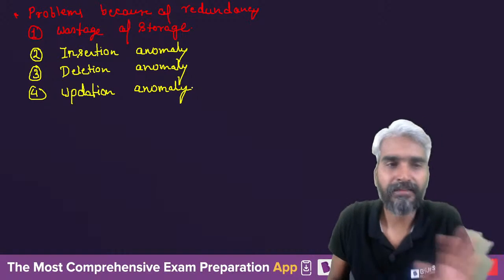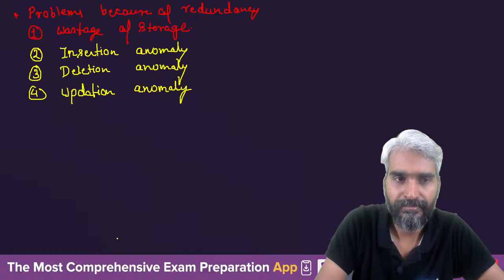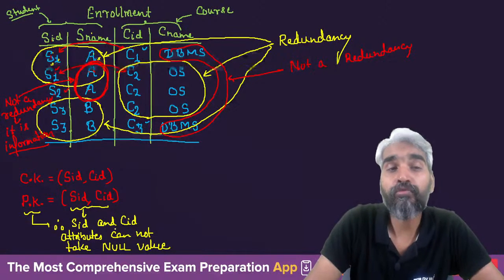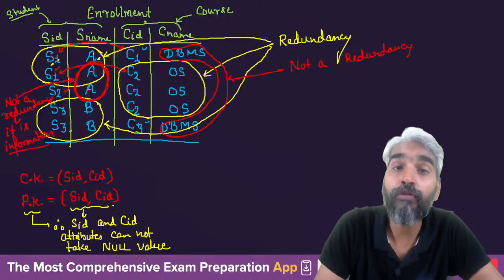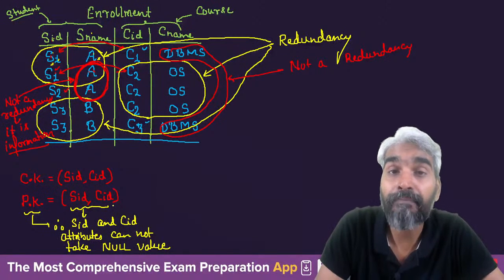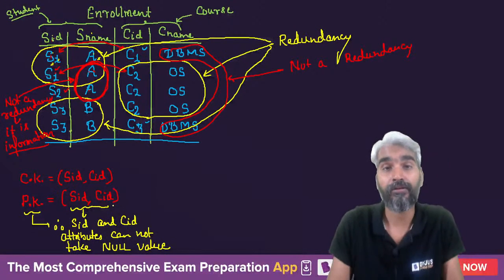What are these three anomalies? So let's try to understand this. Sir, I have told you one thing: that SID and CID are part of the primary key. Therefore, they cannot take the null value.